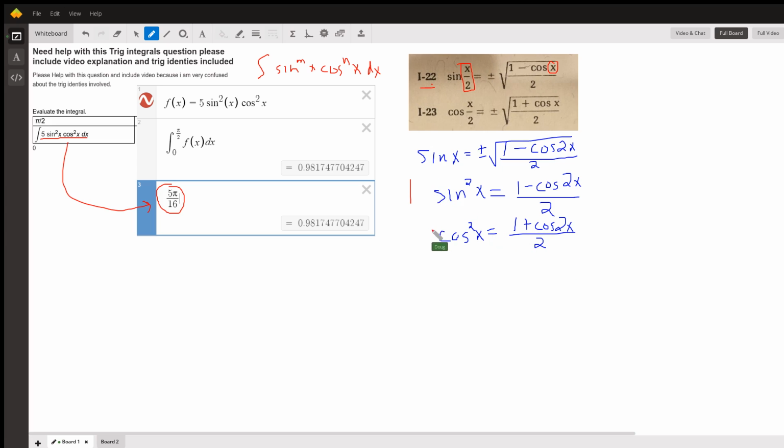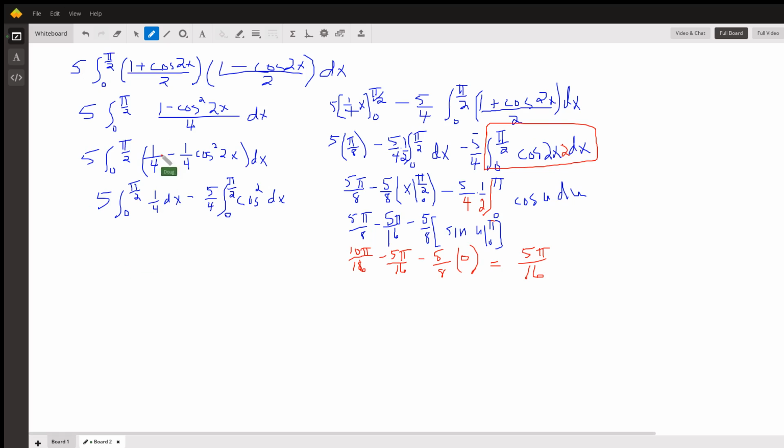So we're going to use these substitutions in this problem right here, and that helps us get rid of these exponents. That's the key, is to get rid of those exponents. So if I go to board 2, I got a little careless over here, a little messy, but I'll try to talk through it. Here's the substitutions right here. If I multiply these two expressions together in the numerator, I get a difference of squares, 1 minus the cosine squared of 2x all over 2 times 2 is 4.